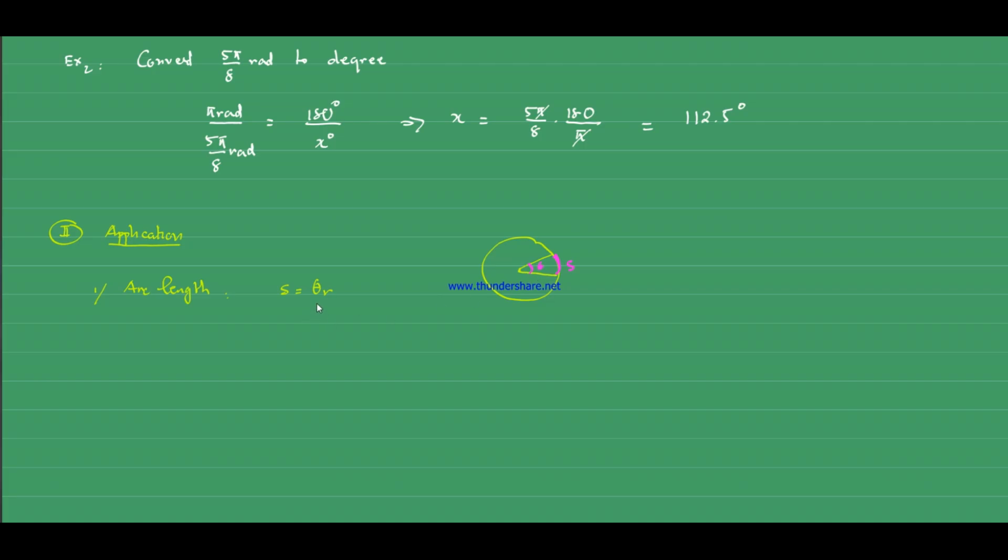So theta must be in radian. If the question gives you degrees and we want to use this formula, you have to convert it into radian in order to use it. Otherwise, you cannot use this formula. And the arc length and the radius have the same unit, just a length unit. It could be meter, or centimeter, and so on.